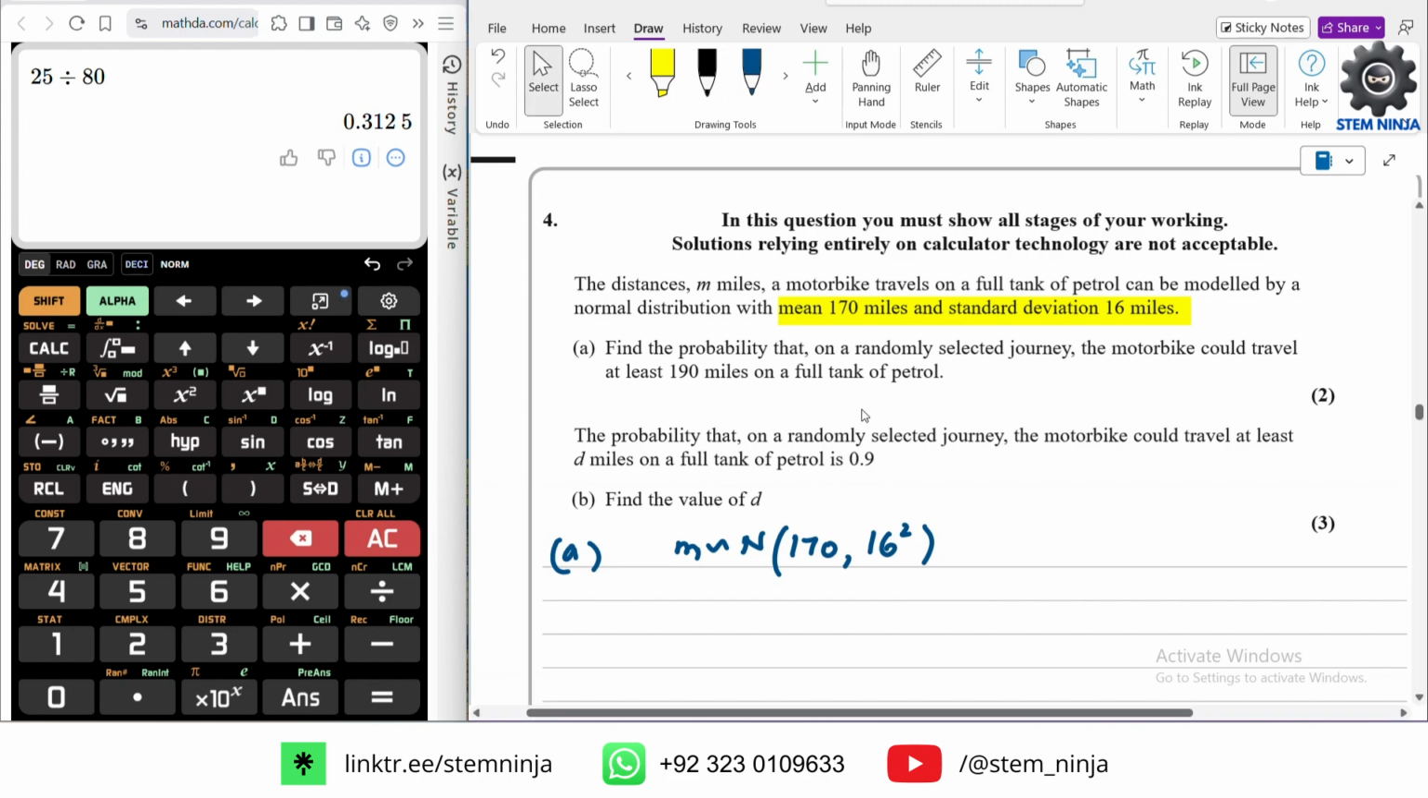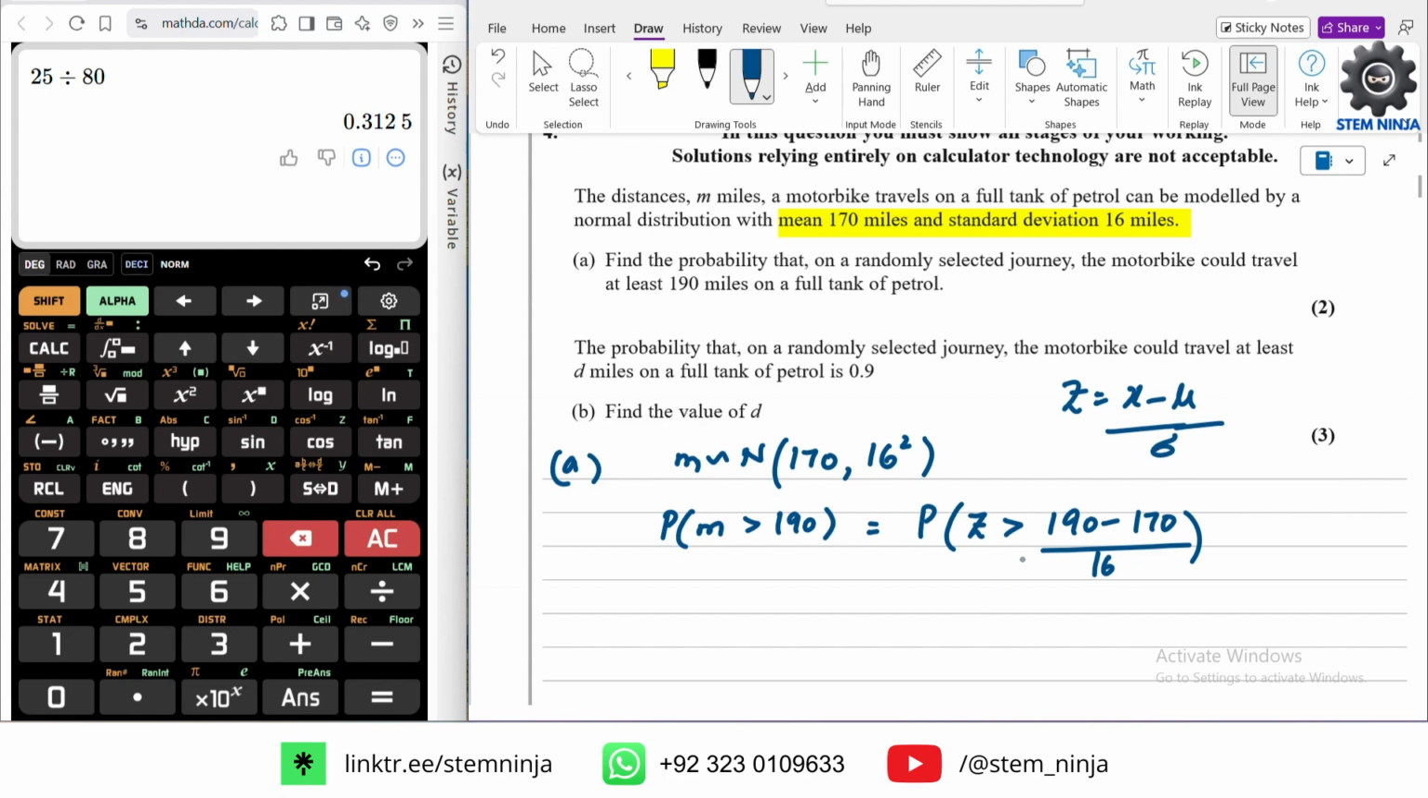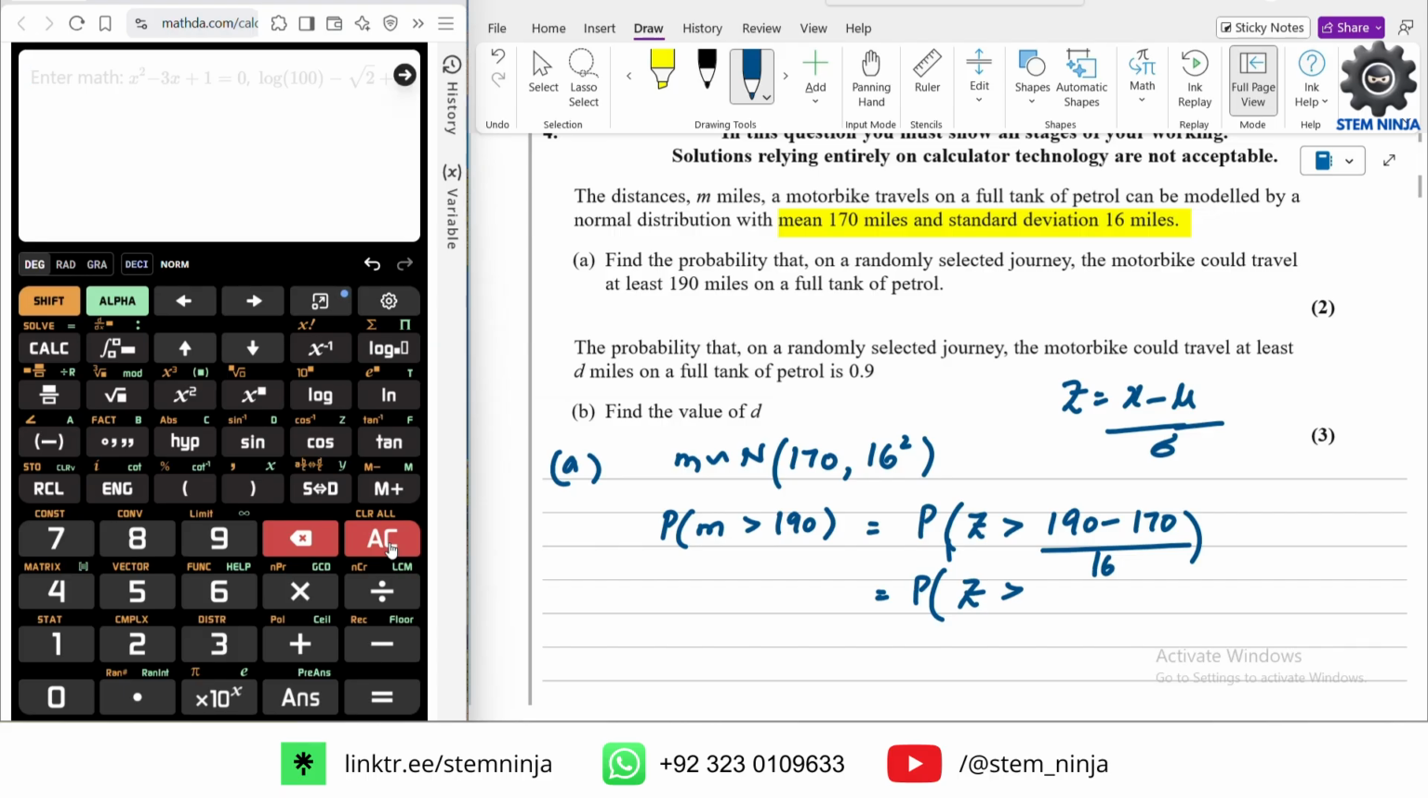Right, okay. We need the probability of m being greater than 190. So first we need to standardize it. The standardized form would be 190 minus 170 divided by 16. Basically, x minus mu over sigma. So we are getting the value z greater than 20 divided by 16, which is 1.25.